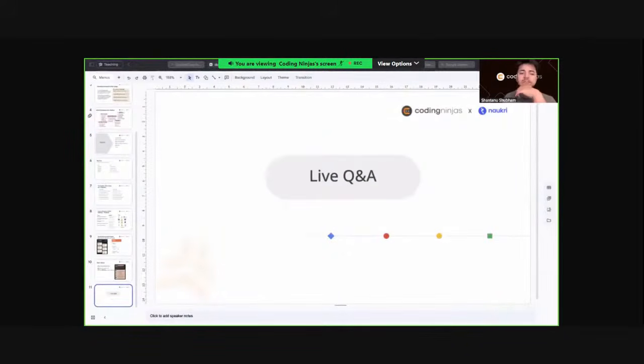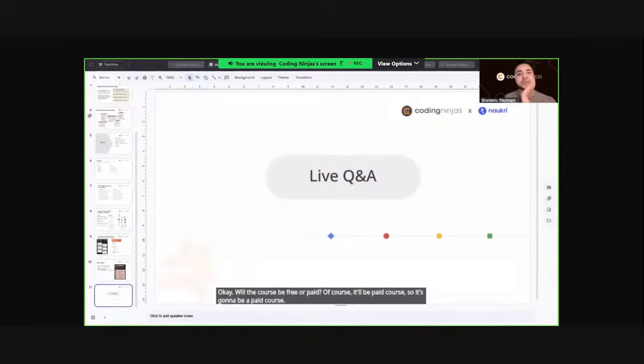Will the course be free or paid? Of course, it will be a paid course. You will be learning a lot of things, especially multi-agent systems and LangChain, LangGraph. Those things will be extremely nice. I think you will really enjoy learning all of those things. And yeah, that's most of it.